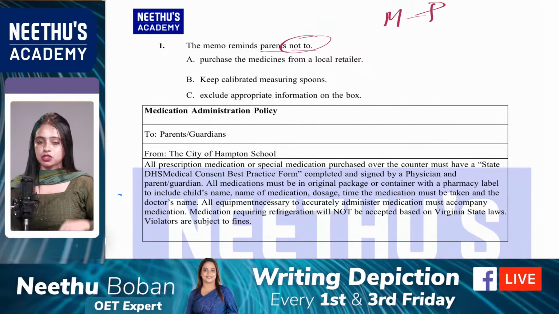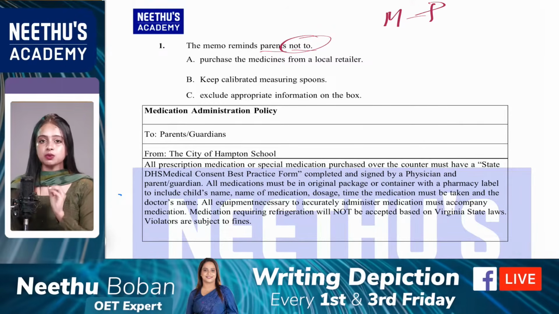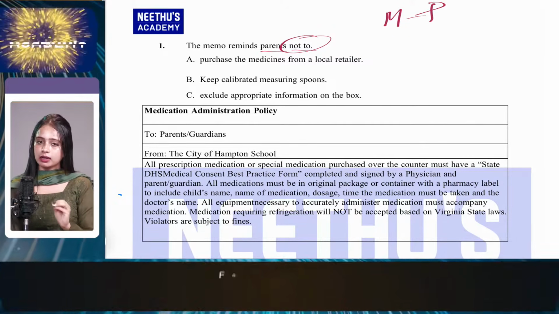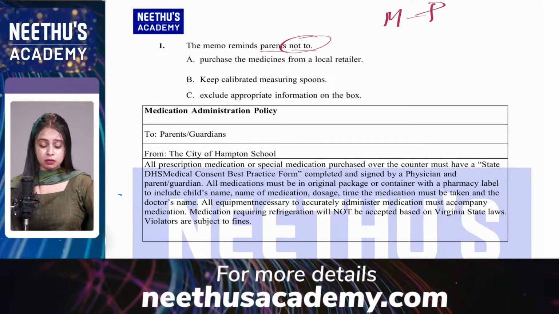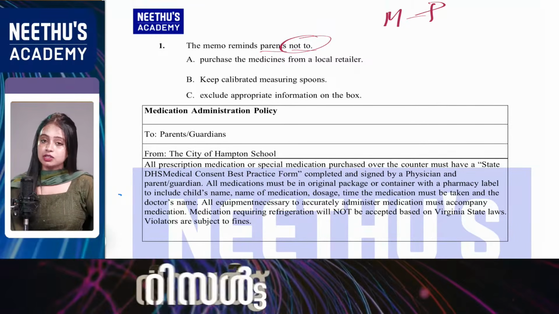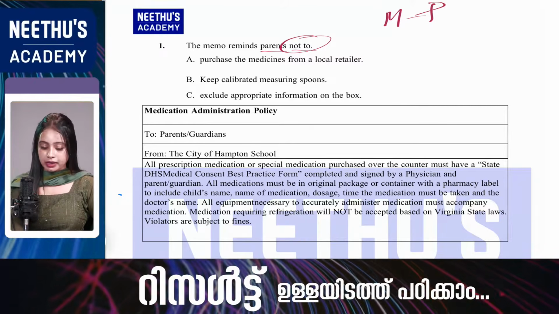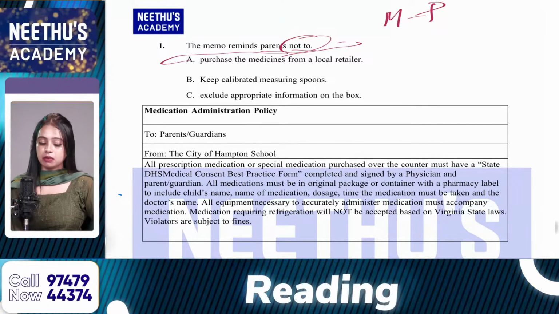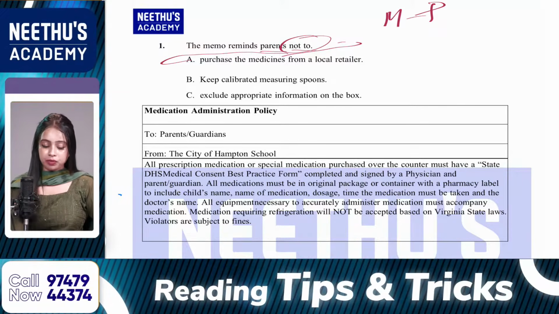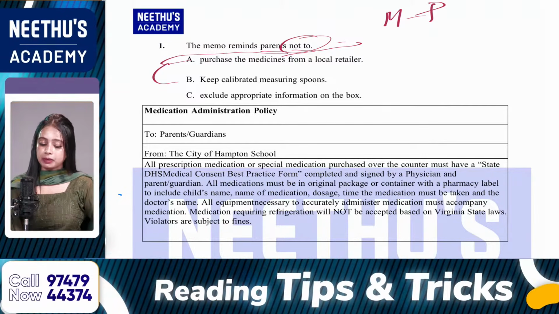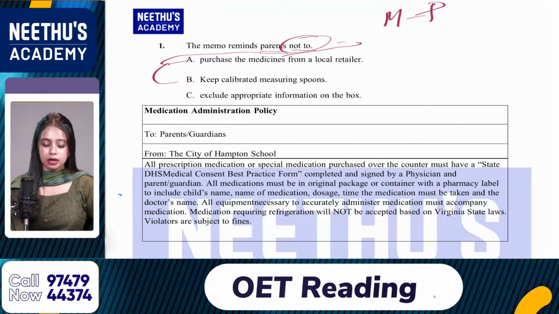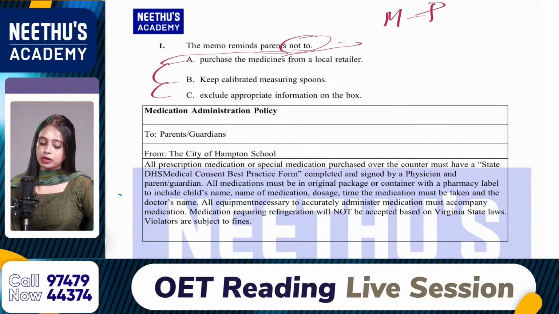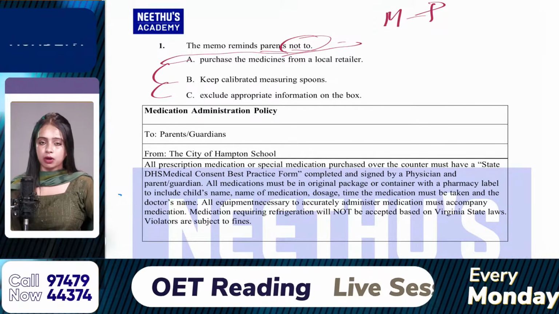First of all, read the question, underline the keywords from the question, understand the question, then read the options. When you read the question, always connect it with your options. It will help you understand the option or your answer better. Parents not to do something, we have no idea. So not to purchase the medicines from a local retailer, then not to keep calibrated measuring spoons, and not to exclude appropriate information on the box.